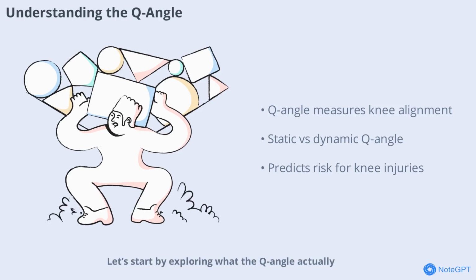Start by exploring what the Q-angle actually is and why it matters in clinical practice. The Q-angle or quadriceps angle is a measurement used to assess the alignment of the knee joint. It's defined by the angle formed between two imaginary lines, one from the anterior superior iliac spine (ASIS) of the pelvis to the center of the patella, and another from the tibial tubercle to the patella's center. This angle is thought to represent the force vector of the quadriceps and patellar tendons acting on the patella.